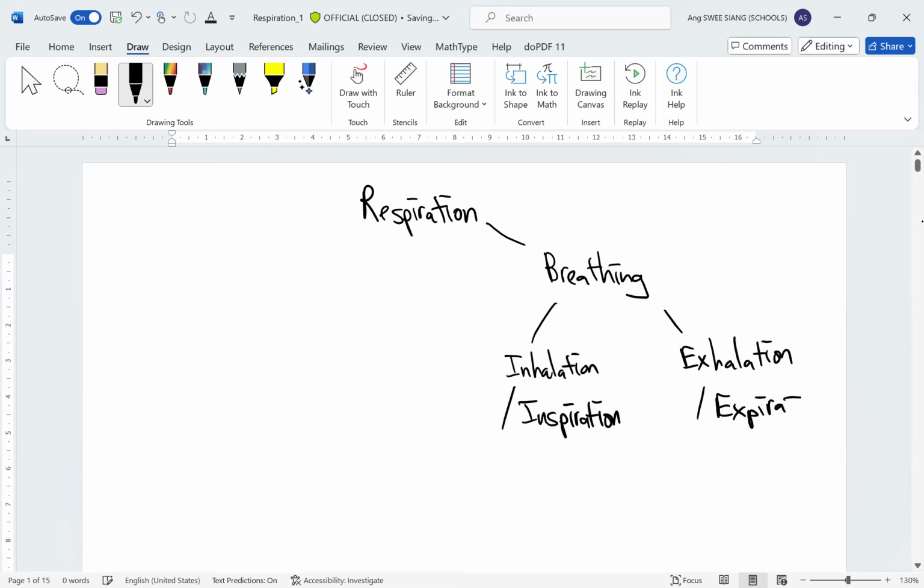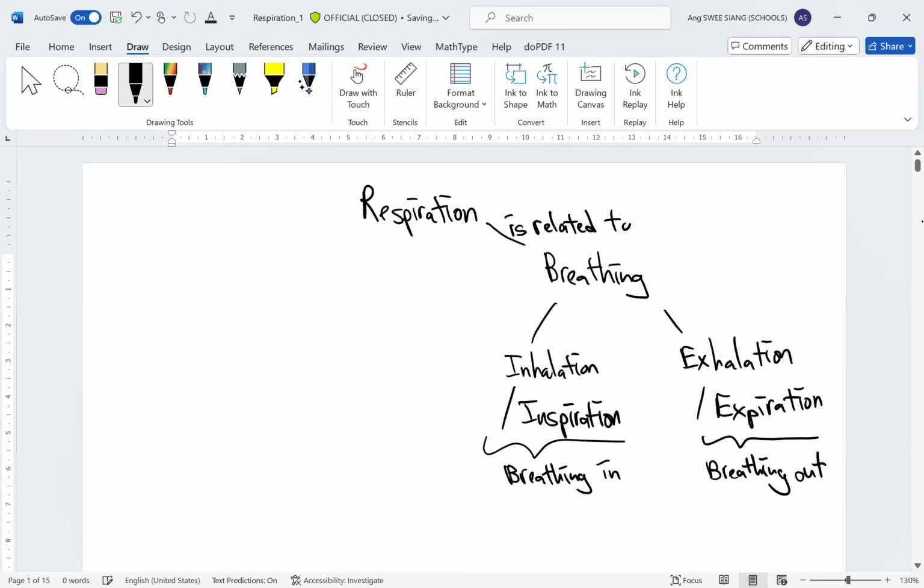Okay. Then exhalation, another word, aspiration. So this is breathing in. This is breathing out. Okay. So breathing in, breathing out. Now, this is related to respiration, but you cannot say respiration is breathing. Okay, it's related to. Okay, but I want to emphasize breathing is not the same as respiration.